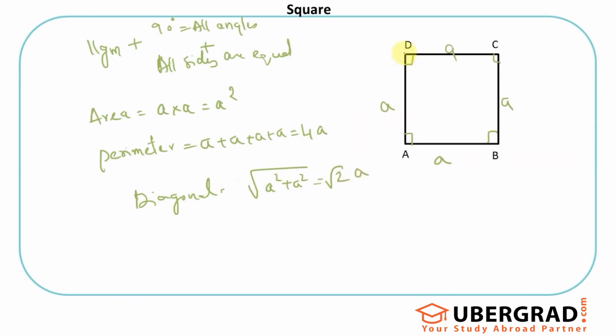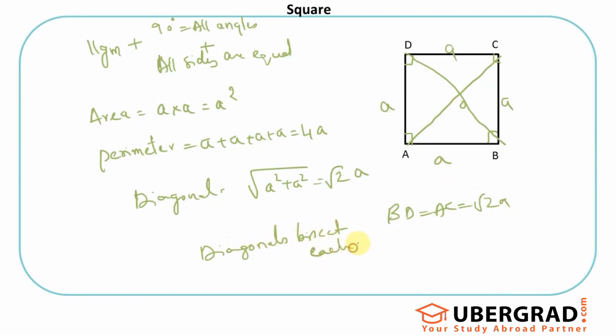Right, so this is one diagonal, this is the other diagonal, call this O. BD is equal to AC is equal to root 2A, and here also the diagonals bisect each other. At right angles is the special thing that you start seeing in this case. That is, they cut each other into two parts, but that also happens at right angles. That is, the intersection here is 90, 90, 90, 90.